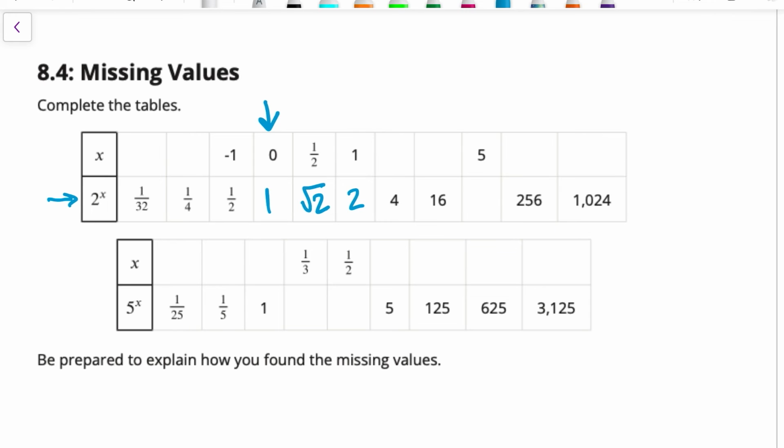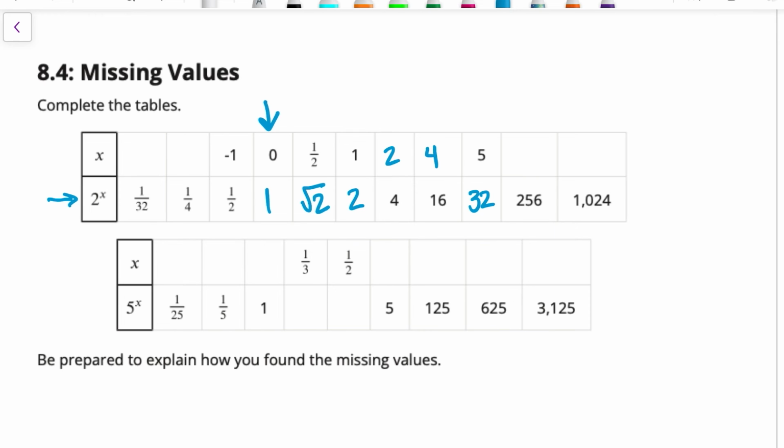Now we're looking at 2 to what power is going to give us 4, so that's going to be 2 to the second. 2 to what power is going to give us 16? Well, that's going to be 2 to the 4th. 2 to the 5th is going to give us 32. And then 2 to what power is going to give us 256?